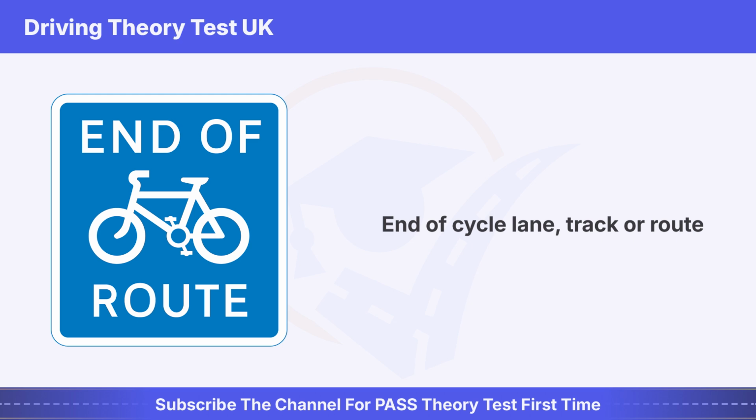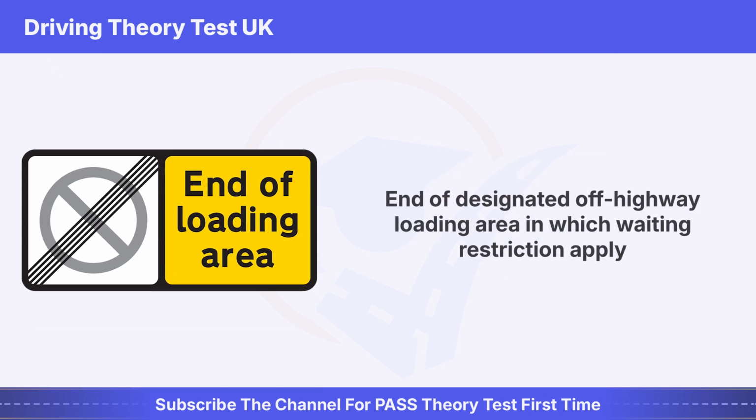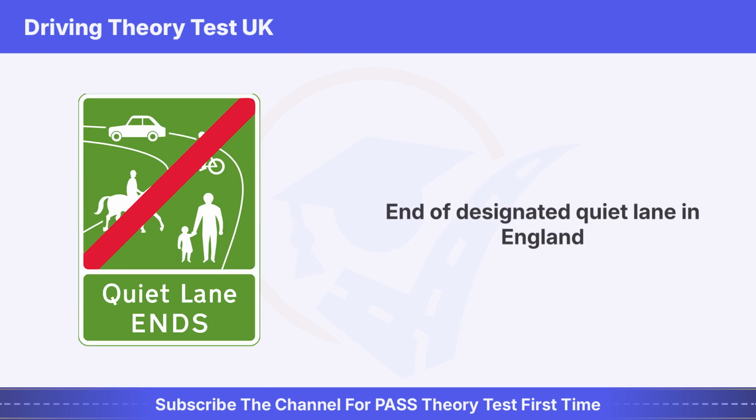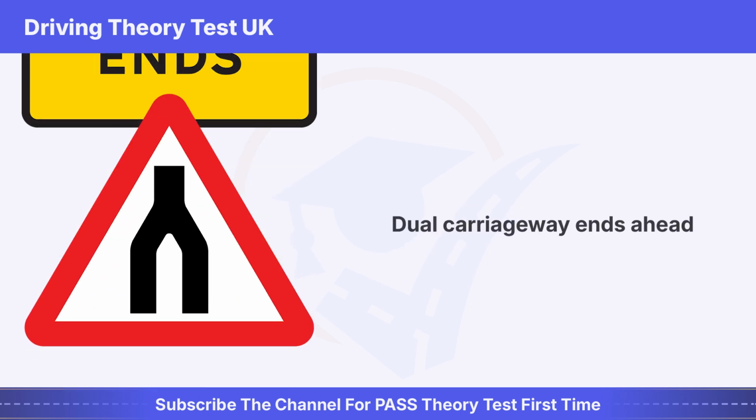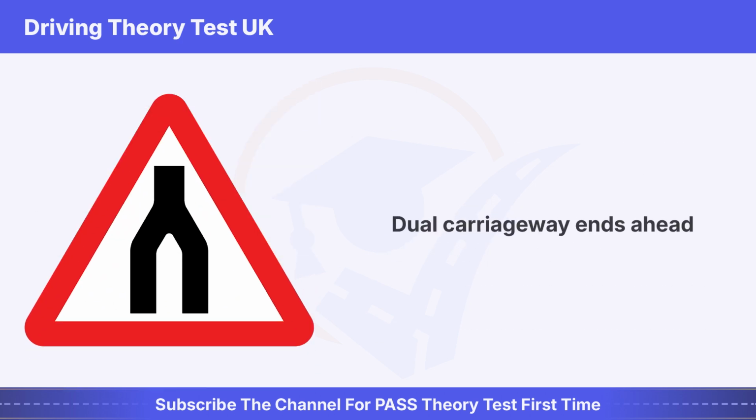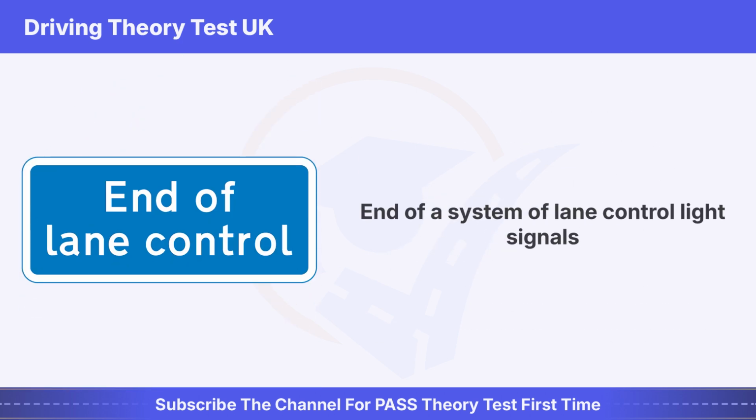End of cycle lane, track, or route. End of designated off-highway loading area in which waiting restriction apply. End of designated quiet lane in England. End of temporary diversion route. Dual carriageway ends ahead. End of a system of lane control light signals.